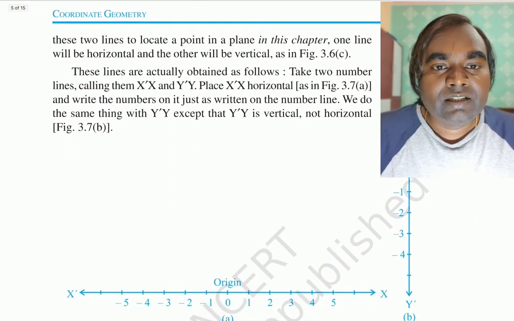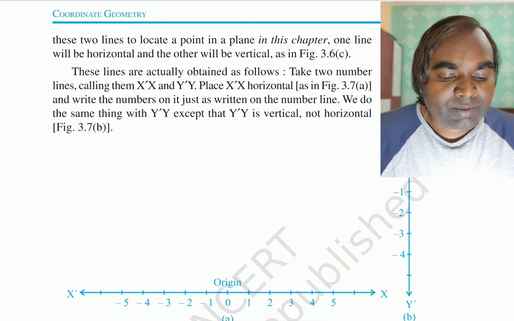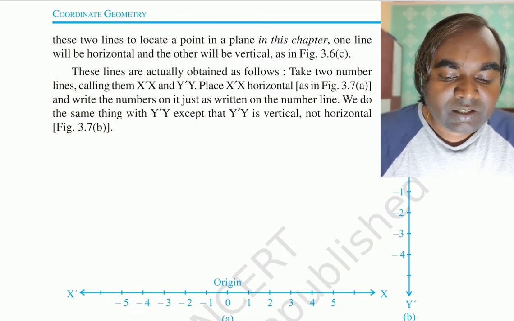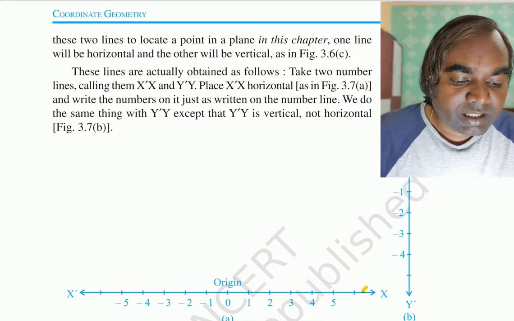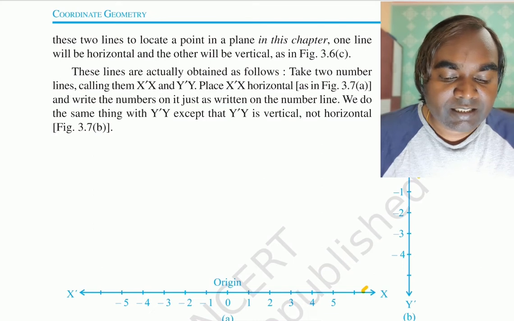We generally take two lines perpendicular to each other. One is called the x-axis and the other is called the y-axis, and the x-axis is in the direction of the horizontal line, and the y-axis is perpendicular to the x-axis. These lines are obtained as follows. Take two number lines called x prime x and y prime y, place x prime x horizontal and write the numbers on it just as written on the number line. We do the same thing with the y prime y line.